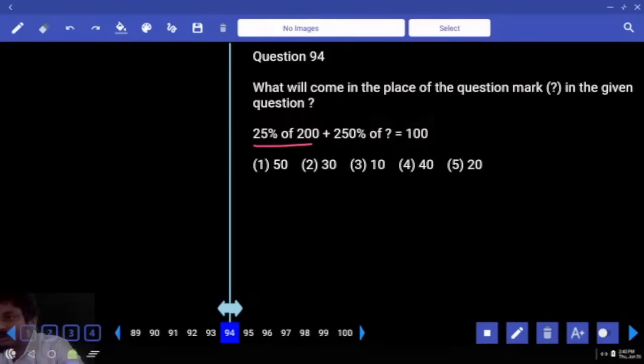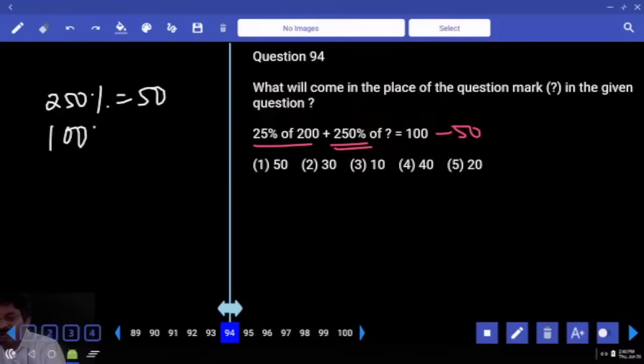25% of 200, 50 goes to the other side. 100 minus 50, 50. That means 250% of a number is equal to 50 only. We need to calculate 100%. What is 10%? 20%? That is what we have here. 20% of this number, 20. Got it?